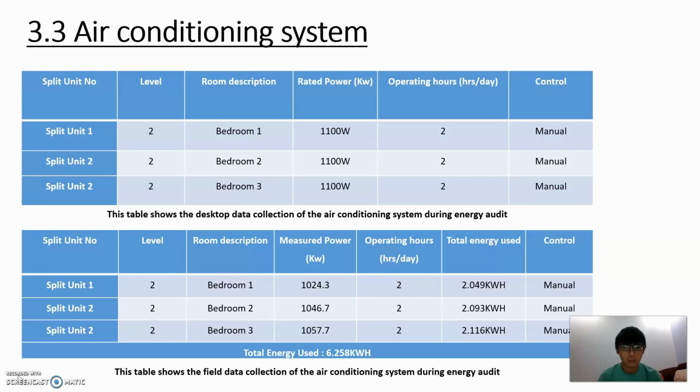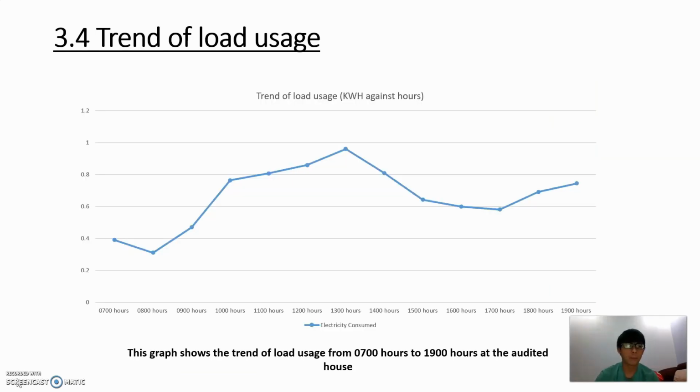The aircon operates 2 hours per day. The total energy used for all these aircon is 6.258 kilowatt hour. This table shows the trend of load usage in every hour. As you all see, 8 am has the lowest load usage, which is around 0.3 kilowatt hour, while 1 pm has the highest load usage, which is around 1 kilowatt hour.